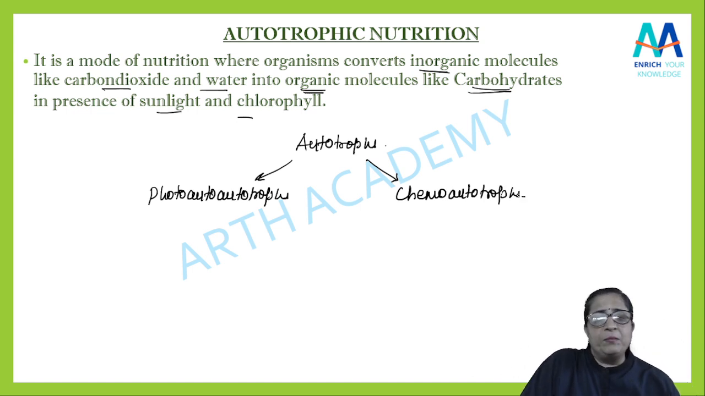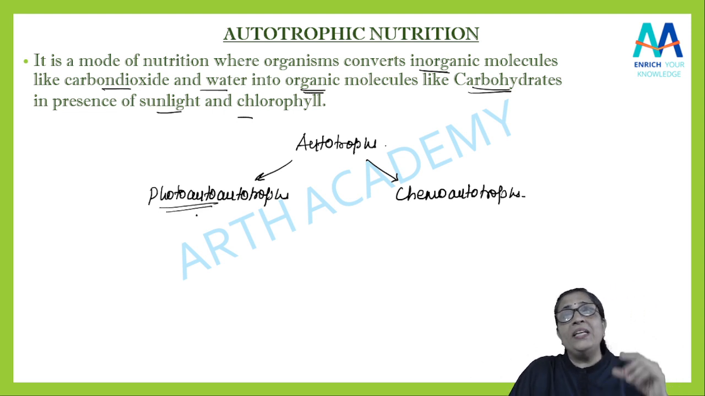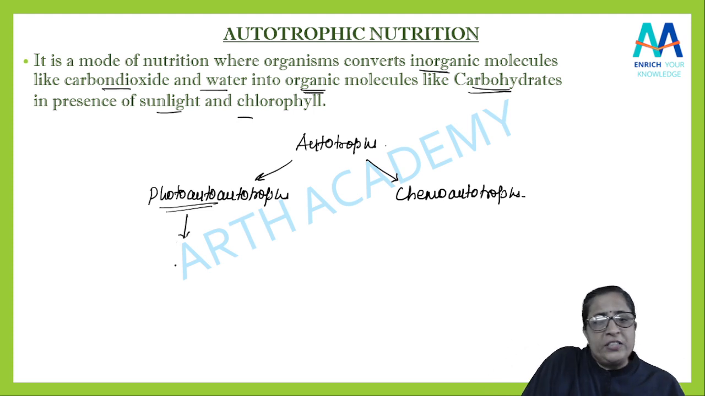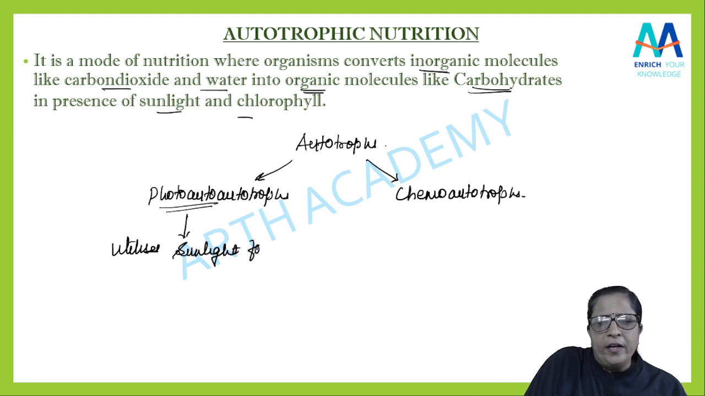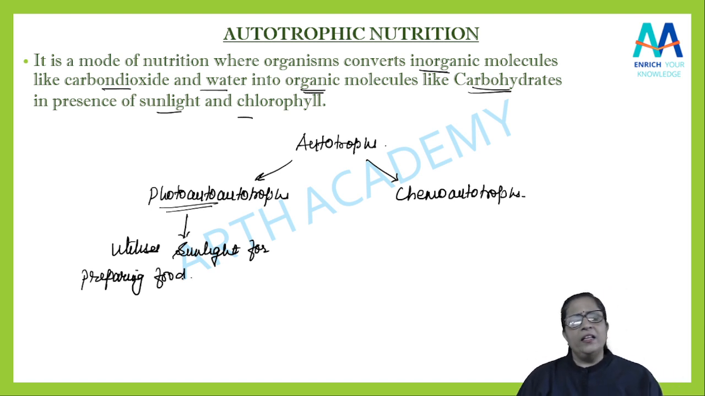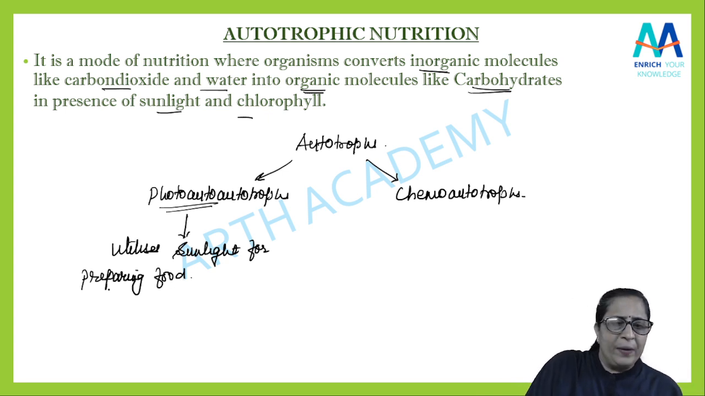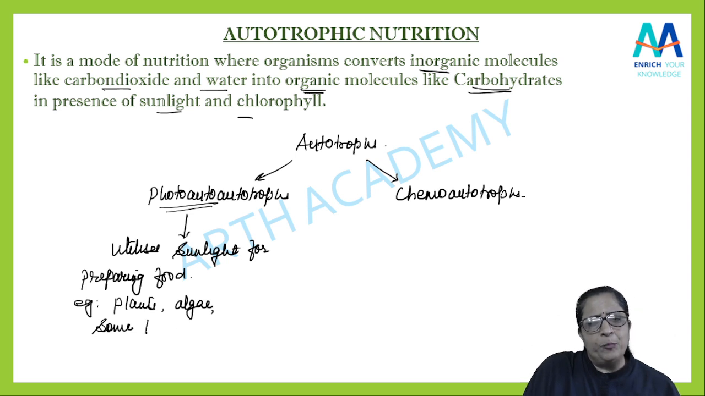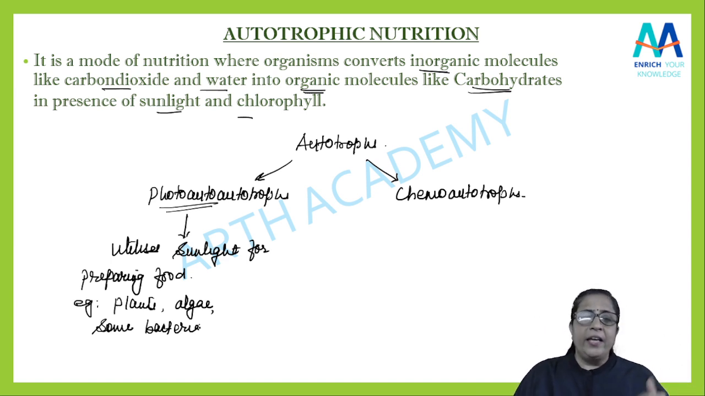A photoautotroph, the name only gives you what you mean by that. Photo, that means photon. Photon, that means light, and that is nothing but sunlight. So these photoautotrophs, they utilize what? They utilize the sunlight for preparing their food. Yes, I hope this is clear. So when sunlight is used to prepare the food, we say that they are the photoautotrophs. A very good example I can say is your plants, isn't it? Algae, as well as there are some bacteria. Yeah, there are some bacteria also which are the photoautotrophs, like purple bacteria, green bacteria, red bacteria. These are the examples of photoautotrophs.